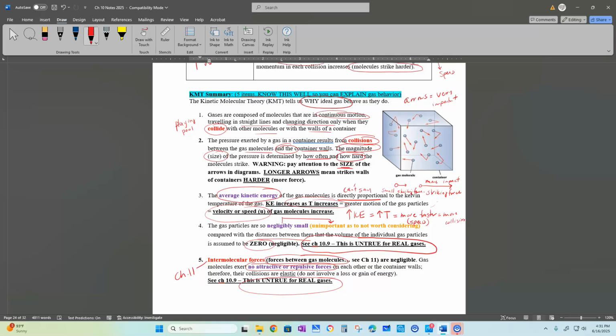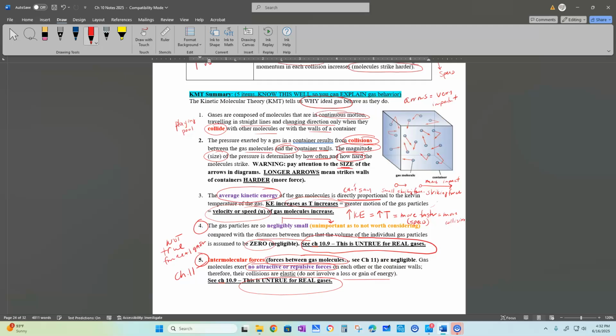With each other or the container walls, their collisions are what's called elastic. They do not involve a loss or gain of energy. So even though they're attractive or repulsive, you're not losing and gaining energy because of that. So kinetic energy is not changing. We do have two of them that definitely are not true for real gases.